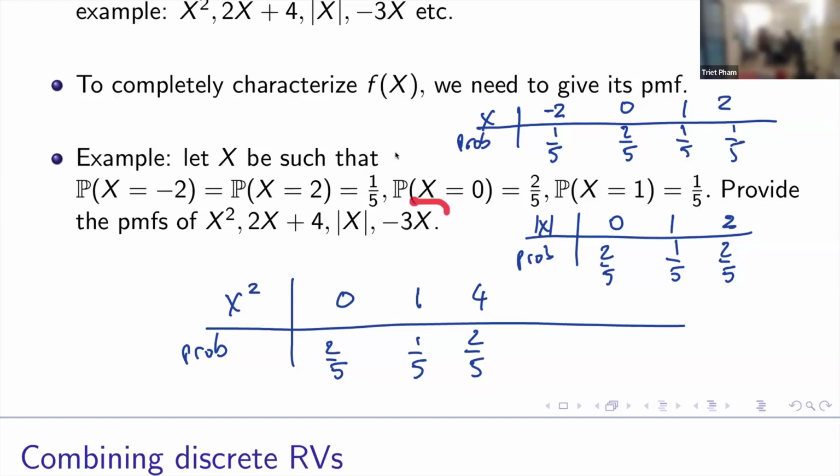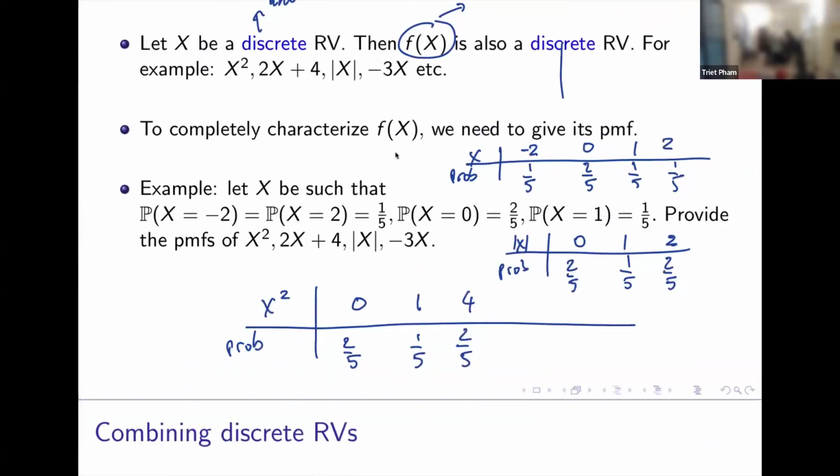And finally, let's say something like -3x, what effect will it have? Well, the effect it has is it just turns these values around. For example, you have -6, -3, 0, and 6, with what kind of probability? 1/5, 1/5, 2/5, and 1/5. Any question about this? All right.